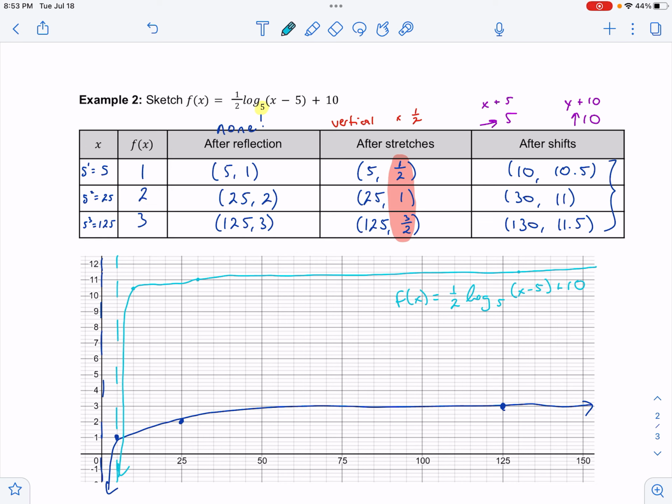Okay, pretty straightforward, just takes a little bit of getting used to in terms of transforming the points if you're not. Otherwise, happy sketching.